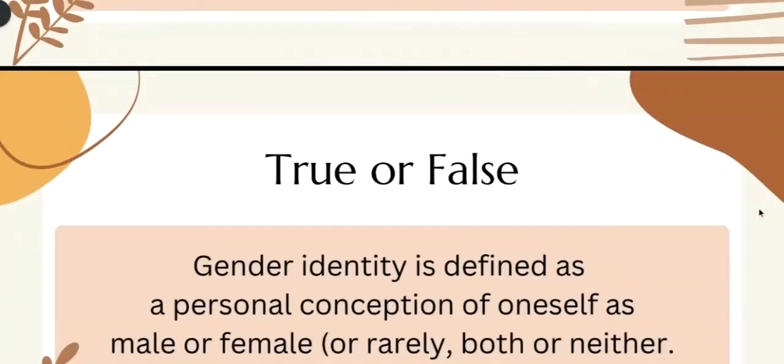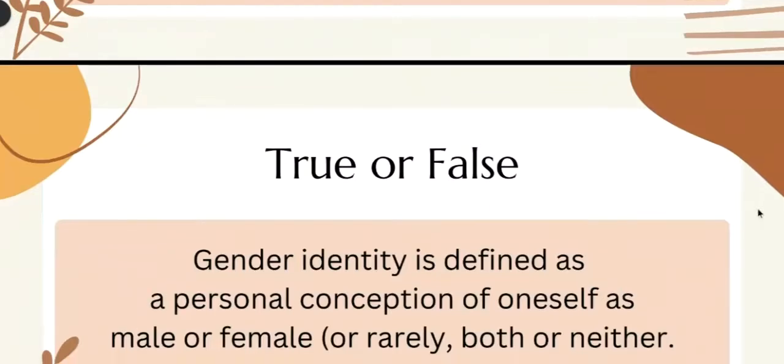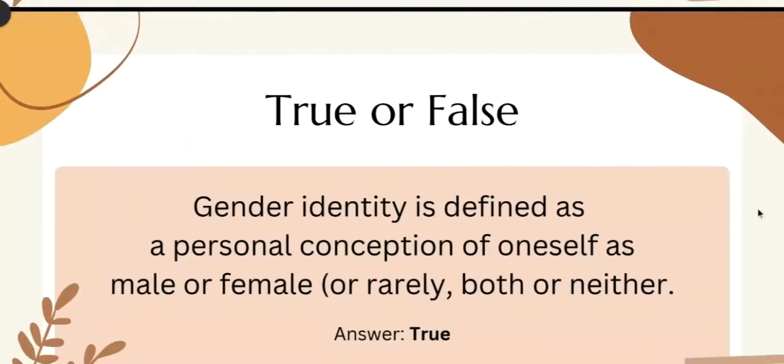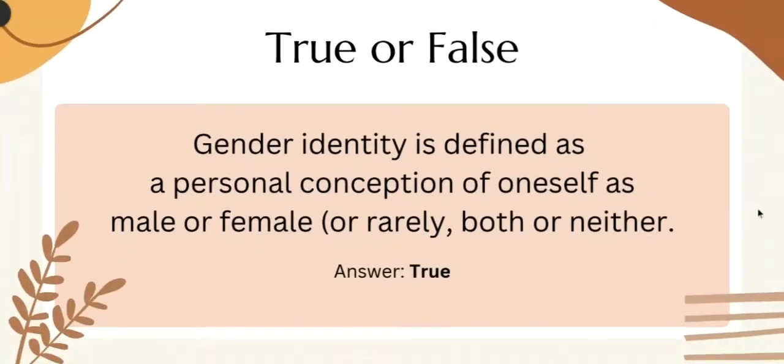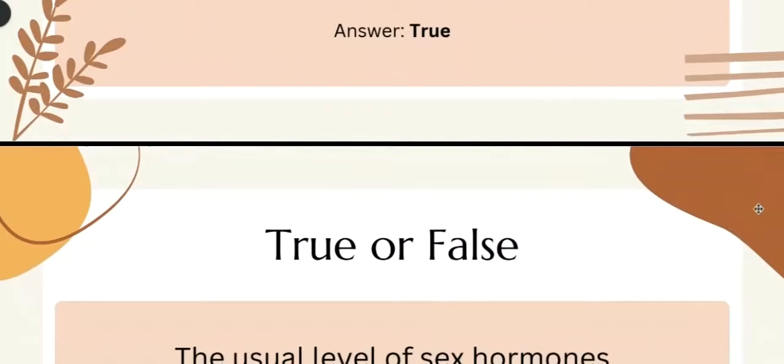Traditionally. So next one: gender identity is defined as a personal conception of oneself as male or female, or rarely both or neither. Is this really the definition of gender identity? Is it a personal conception of oneself as male or female? So what is the answer here? Any guesses? Of course, the answer is true. Next one.